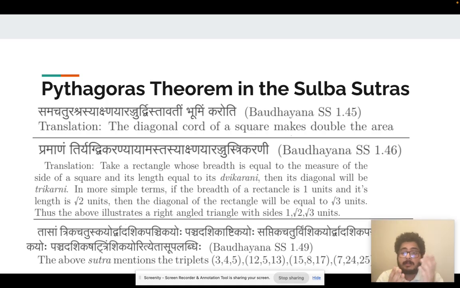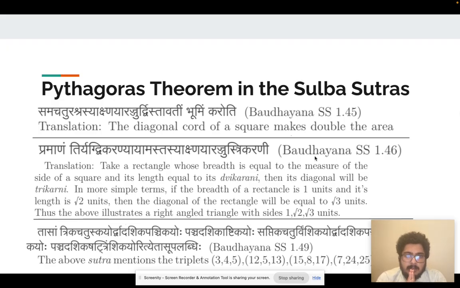So this is basically the Pythagoras theorem for an isosceles triangle, because in a square both of the sides are the same. Therefore it forms an isosceles right angle triangle, and we have the Pythagoras theorem, that is, the diagonal chord makes double the area, or simply it is trying to say that the diagonal chord is equal to square root 2 times the length, or square root 2 times the A or L, whatever you take this to be. This is a special case.